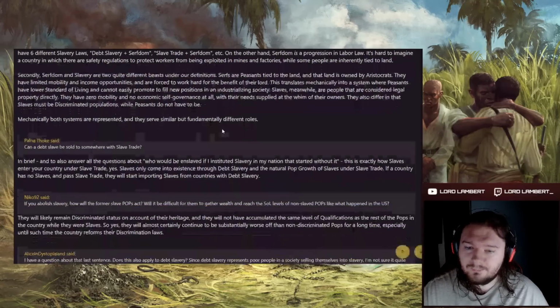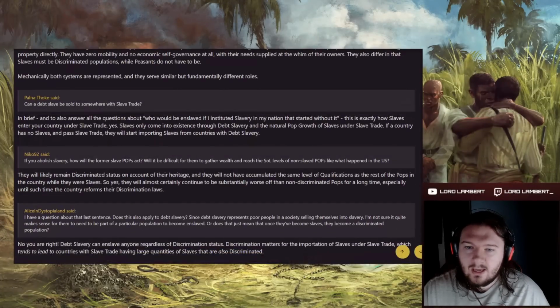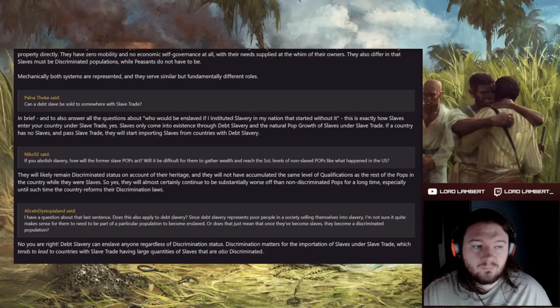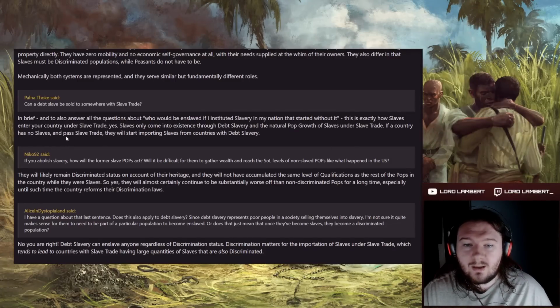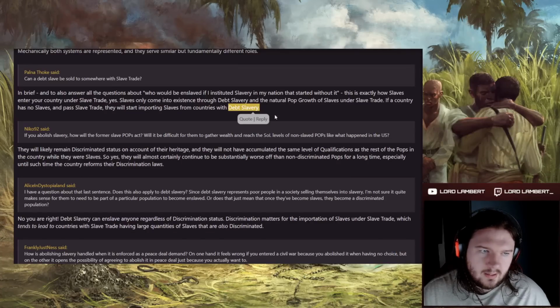I really am. Can a debt slave be sold to somewhere with slave trade? In brief, and to also answer all the questions about who would be enslaved if I instituted slavery in my nation that started without it, this is exactly how slaves enter your country under slave trade, yes. Slaves only come into existence through debt slavery and the natural pop growth of slaves under the slave trade. If a country has no slaves and passes the slave trade law, they will start importing slaves from countries with debt slavery. Okay. Or, I assume, with slave trade as well.